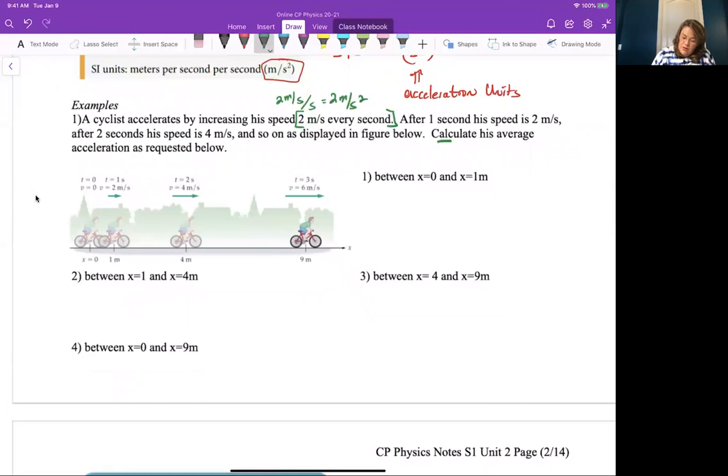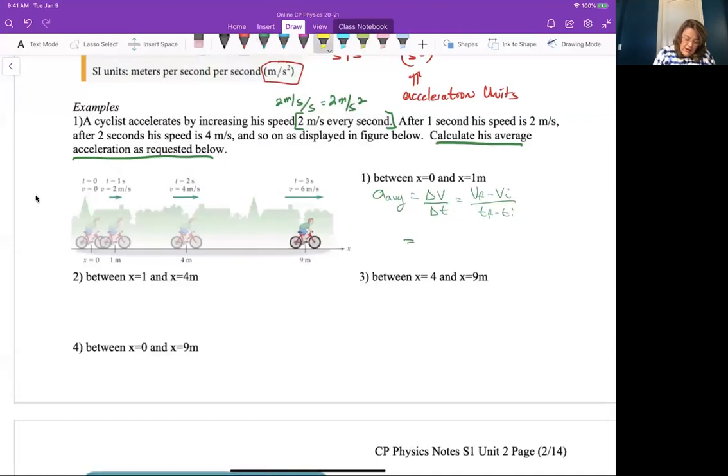What am I asking for? Calculate his average acceleration as indicated below. So let's just use our equation. So I have average acceleration, change in velocity over change in time. What is change? Final minus initial over t final minus t initial. So let's go look at x equals 0. I see that I have this time at x equals 0 and a velocity. So I know that v initial was 0. V final, let's go look at that.